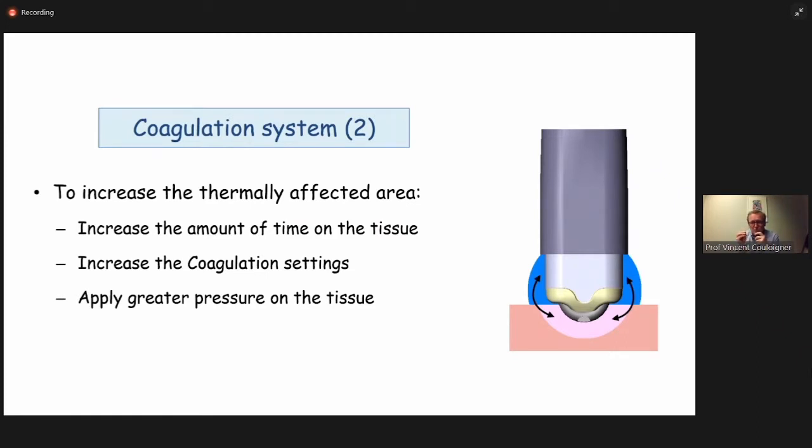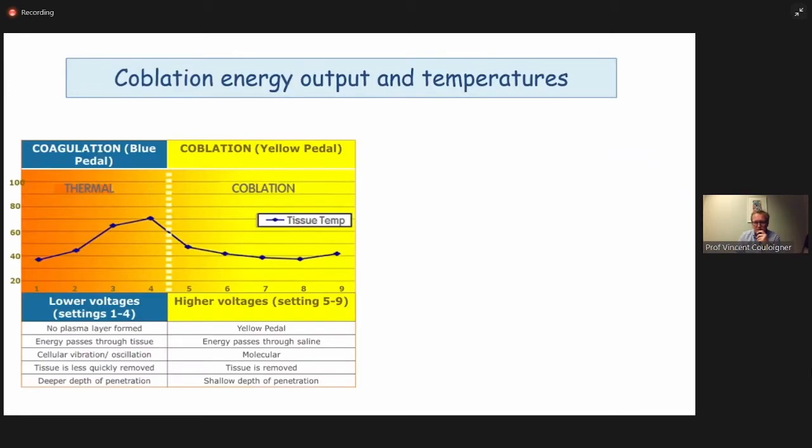An important practical point is that if you want to increase the efficiency of your coagulation, you can, of course, increase the amount of time that you use the coagulation on the target tissue. You can increase the coagulation settings. The default setting is 3, but you can go, of course, beyond 3, using 4, 5, and so on. And another important point is that your coagulation will also be more efficient if you apply a greater pressure on the tissue. You really have to press, to push the tissue if you want the coagulation to work better.